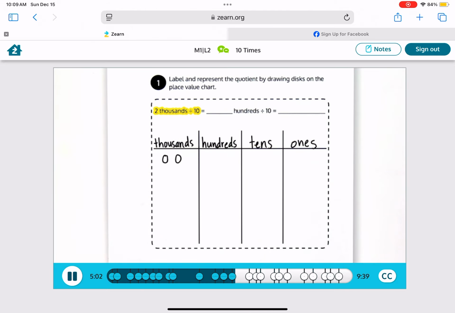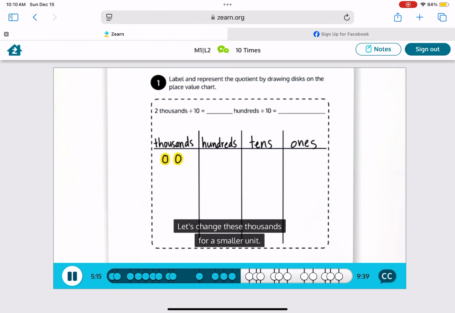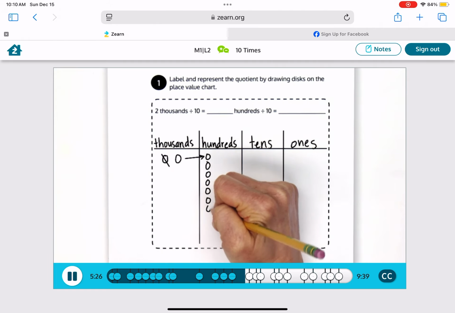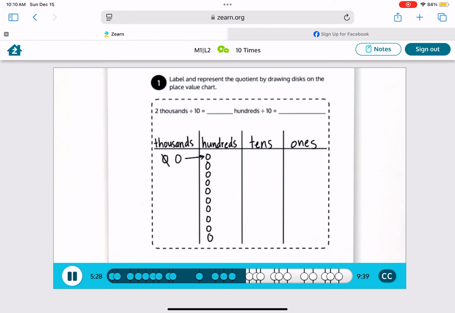We want to divide 2,000s by 10, so we need to put 2,000s into groups of 10 and find out how many groups of 10 are in 2,000. We only have 2 units, so we don't have enough to put into groups of 10. Let's change these thousands for a smaller unit. 1,000 is equal to 10 hundredths, so I'll unbundle the first 1,000 for 10 hundredths and put them in a straight line like this. You try.